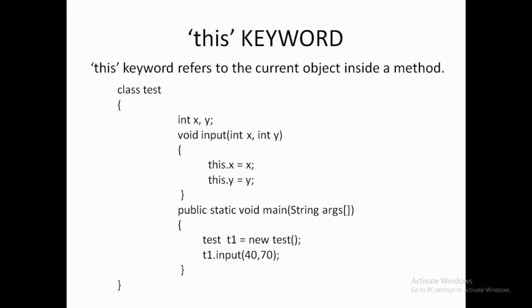To do this, I have used the this keyword. This keyword refers to the object using which the method is called. So here the T1 object is used to call the input method. Therefore this dot x means T1 dot x, which is the instance variable. This dot y means T1 dot y, which is another instance variable. Therefore we clearly segregate between the instance variables and the formal parameters. So this is all about the this keyword.